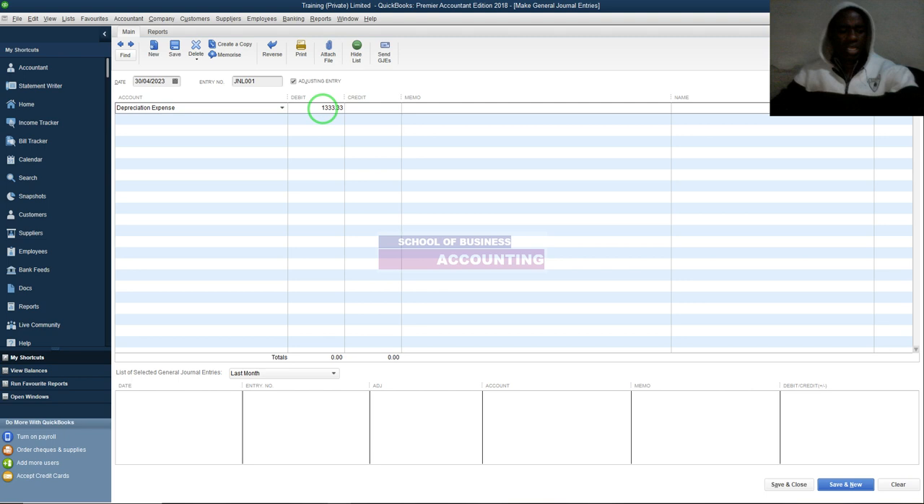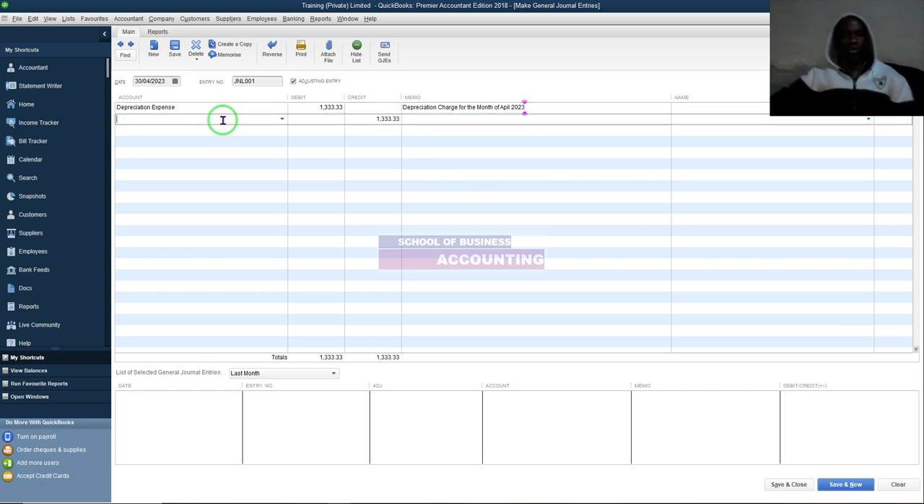1,333.33, right? Then I proceed and I put in the description of the transaction, which in this case is, right, depreciation charge for the month of April 2023, right? So I've done that, and for this line I'm done.